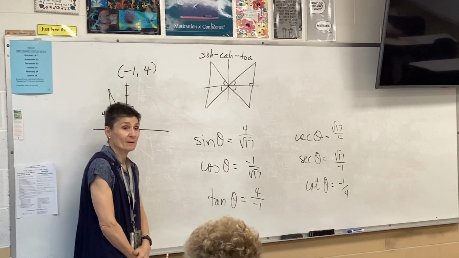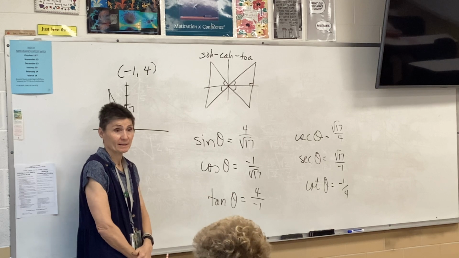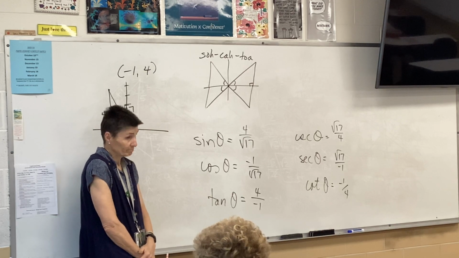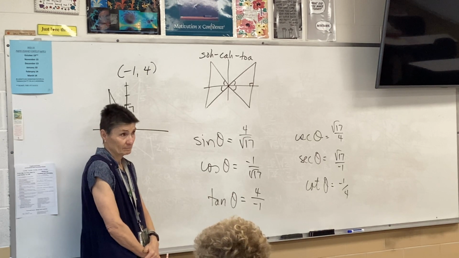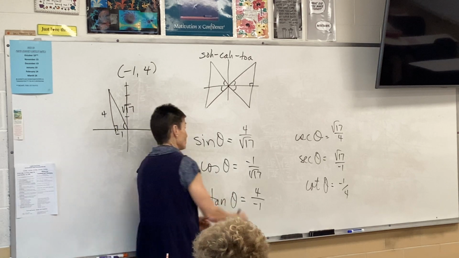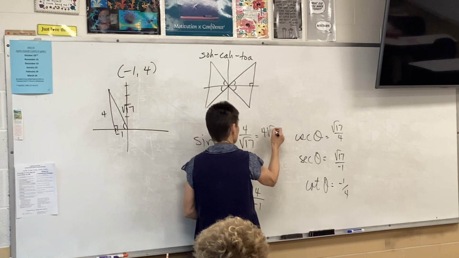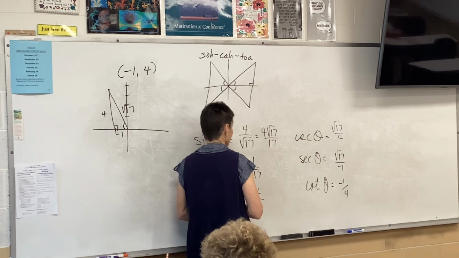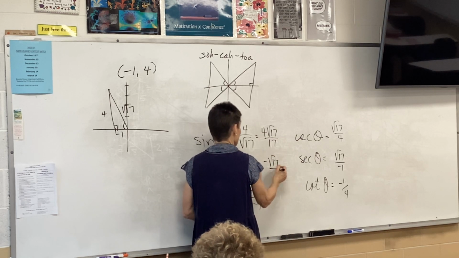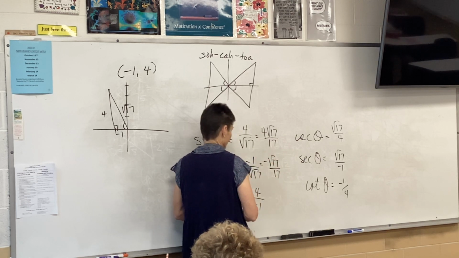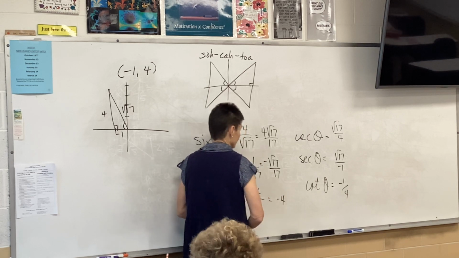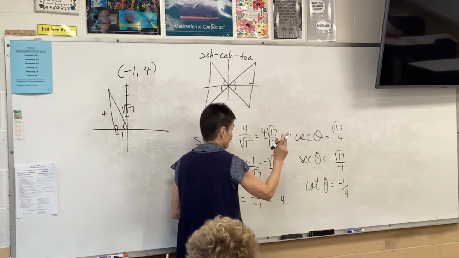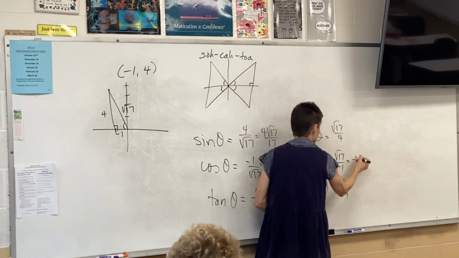Any question about that? That's the basic setup. We still have some work to do, but that's the basic setup. Everybody sort of got that? So let's rationalize. So your final answers are 4 root 17 over 17, negative root 17 over 17, and negative 4. And this one's negative root 17.